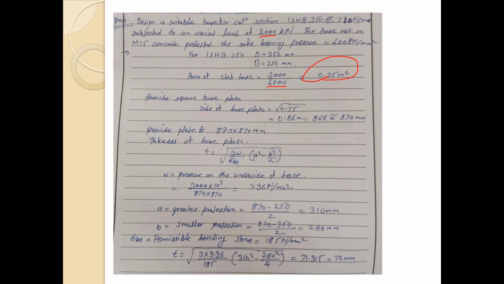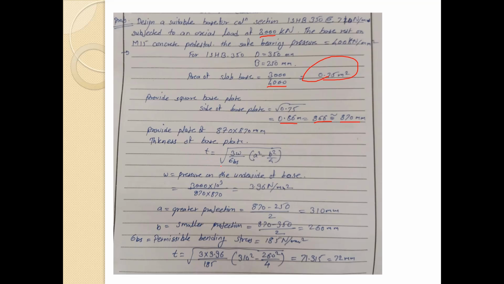So we are providing a square base plate, so the side of the base plate is under root 0.75, so we'll get 0.86 meter, that is 866 mm. We are providing 870 mm as the particular width or size of the plate. So we are providing a plate of 870 by 870 mm. Now we have the formula for the thickness.